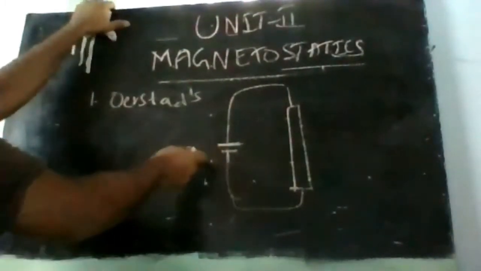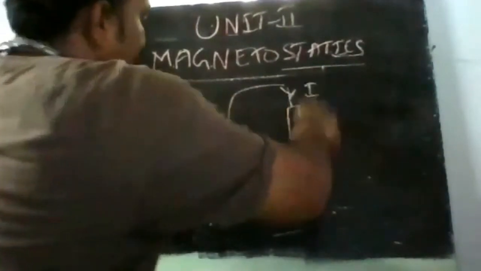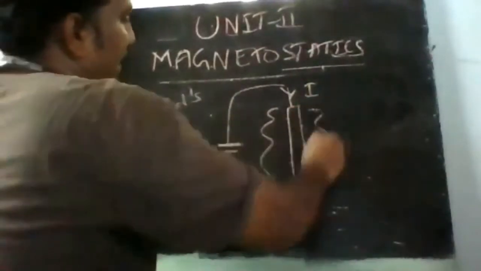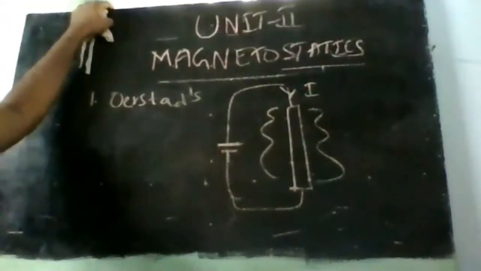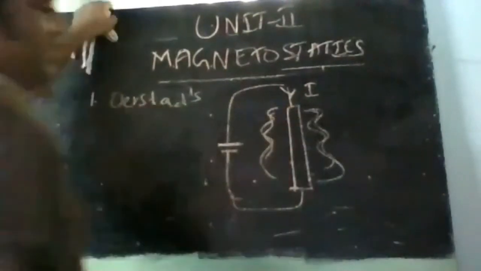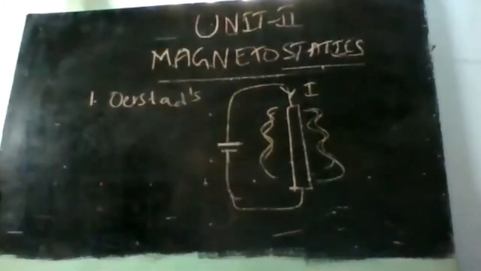Whenever I connect a battery in a closed loop and pass current through a conductor, he has observed that the conductor possesses the property of magnetic nature. It attracts magnetic materials or iron materials around it.